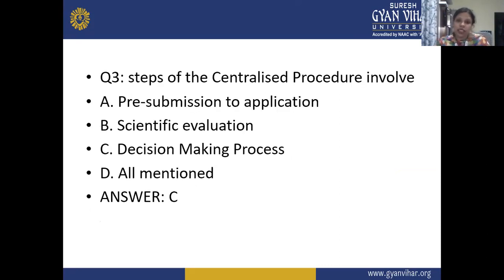Next is: the steps of the centralized procedure involve pre-submission to application, scientific evaluation, decision-making process, all mentioned. So the steps of the centralized procedure involve the decision-making process. Basically, we can say this is the last step, decision-making, right? All mentioned. So answer D is correct. Please check that D is correct: pre-submission to application is there, scientific evaluation is there, decision making is there.